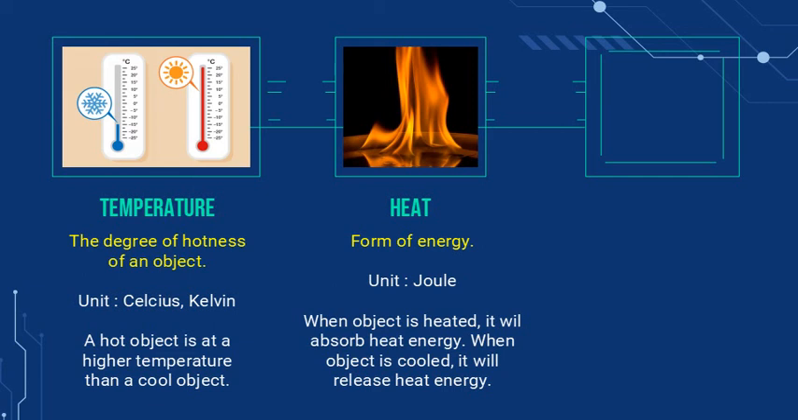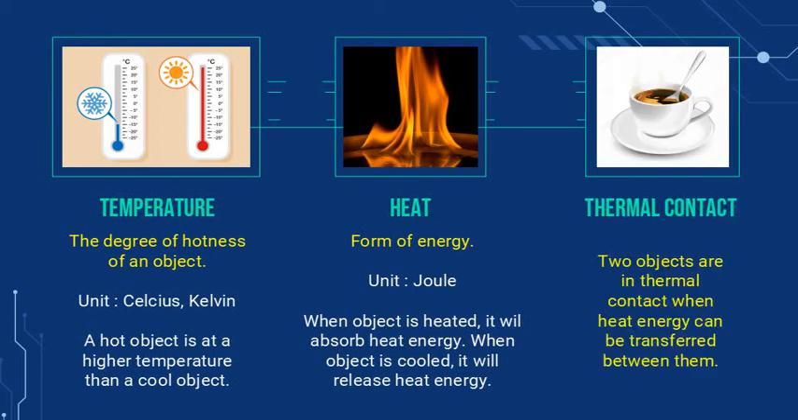The second thing is heat. Heat is a form of energy, and the unit for heat is joule. Here we must know that when an object is heated, it will absorb heat energy. Meanwhile, when an object is cooled, it will release heat energy. And the third term here is thermal contact. Two objects are in thermal contact when heat energy can be transferred between them.